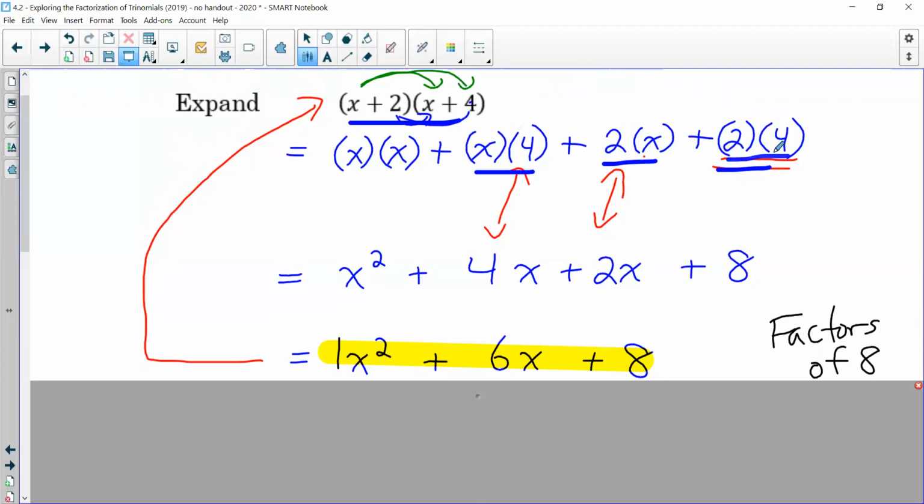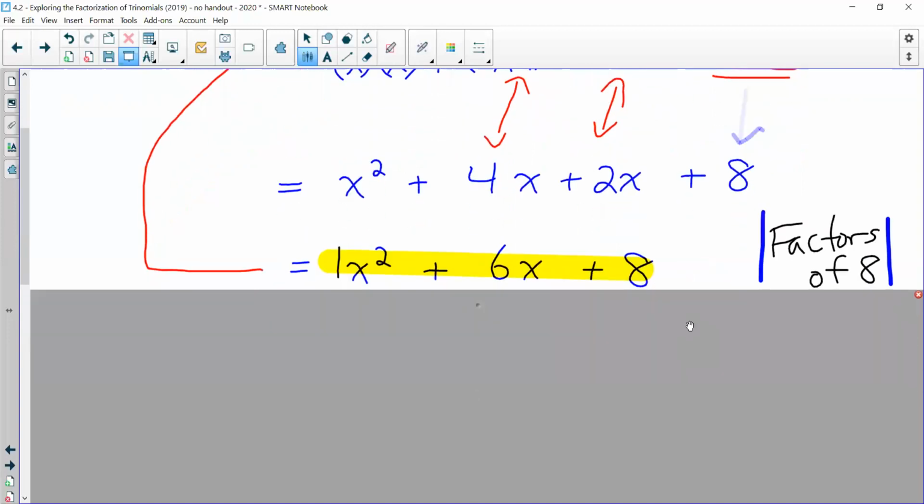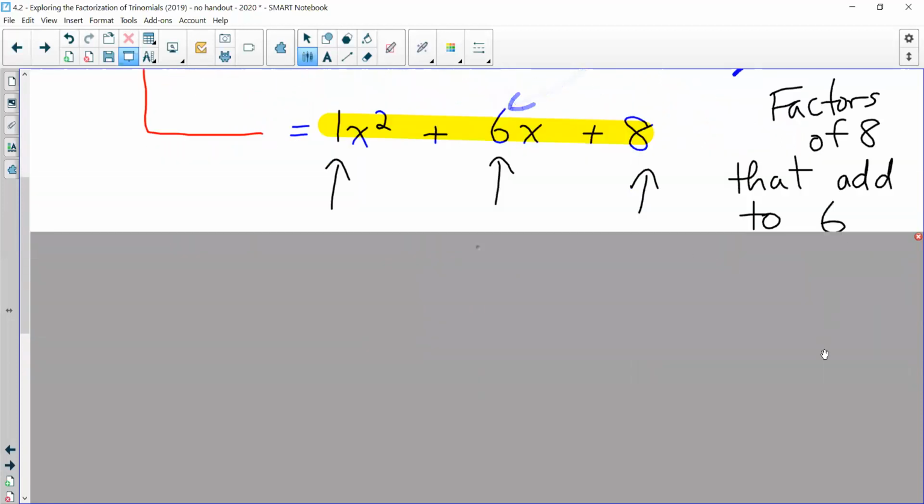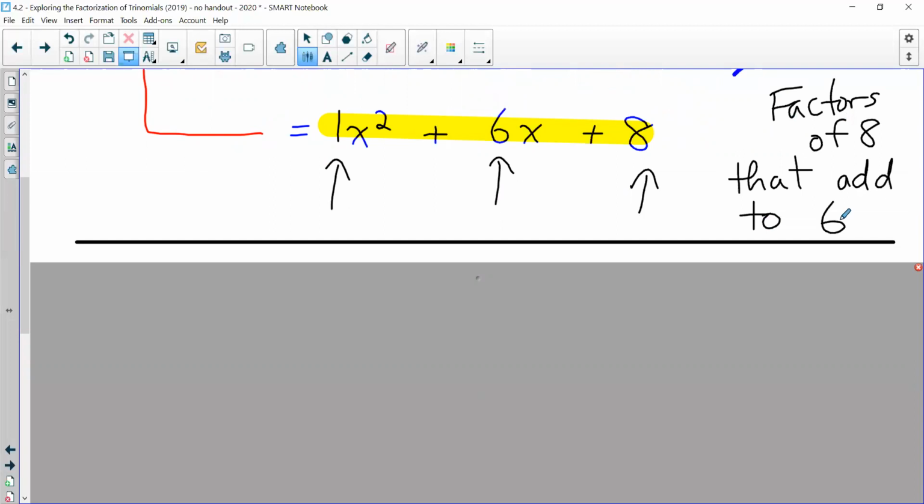So these two numbers multiply together to produce the 8. So we need to consider the factors of 8. Typically, it would be the factors of this constant, whatever that constant is. Now, if you notice, the factors, the 2 and the 4, they multiply together to give us 8. How do we get the 6? Well, the 6 was produced by adding like terms, but more importantly, adding 4 and 2, which are exactly the same numbers that were the factors of the 8 that were used. And that's part of the trick. So, factors of 8 that add to 6.